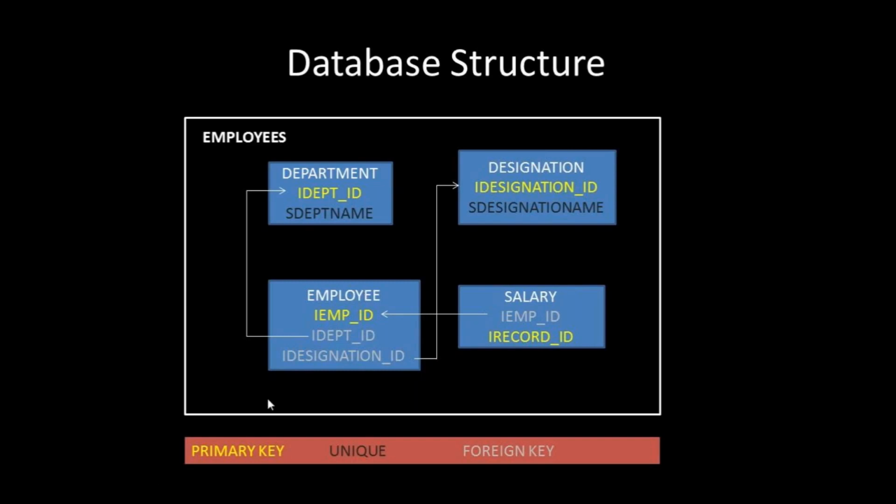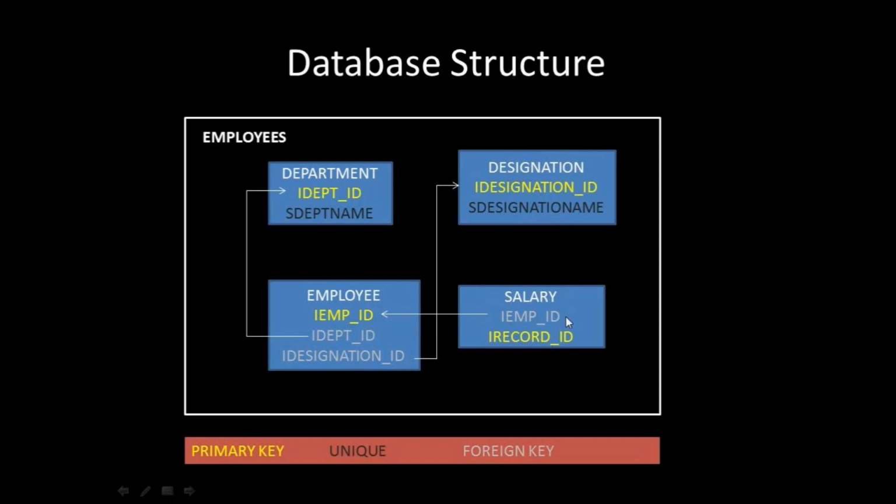There is a relationship. So in this particular case, when you have a foreign key, unless you delete all the employees belonging to a particular department, you will not be able to delete the department table. That is the meaning of foreign keys. Similarly, the department ID refers to the department ID of the department table. Designation ID refers to the designation ID of the designation table.